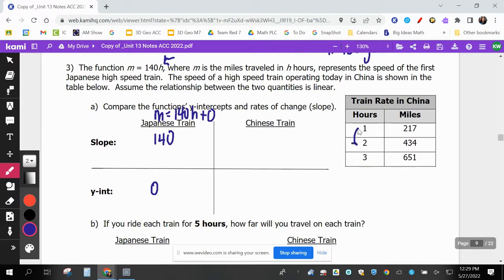For the rate of change, I know that this is going up by 1 each time. And if I look right here, this is going up by 217 each time. So the rate of change is 217. It did not tell me what the value was at 0. So I'm going to say in 0 hours, and if I subtract 217, I get 0. So the y-intercept must be 0.